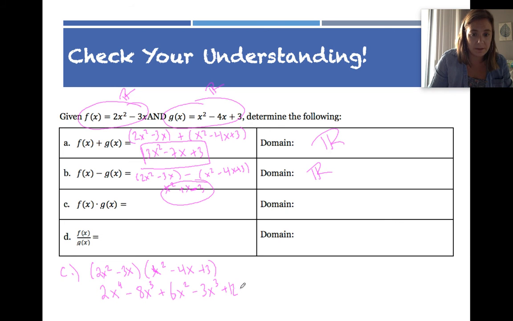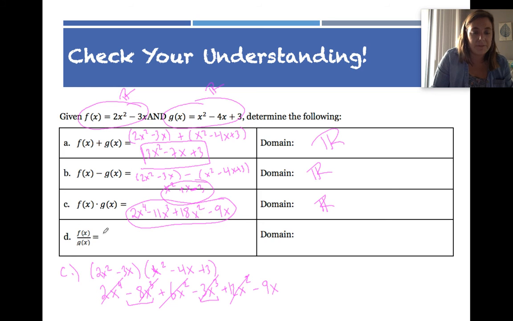Minus 3x to the 3rd plus 12x squared minus 9x. Let's see, I got some combining. So 2x to the 4th is good. Negative 8x cubed minus 3x cubed is going to be minus 11x cubed. So good with those. 6 plus 12 is going to be plus 18x squared. And then minus 9x. And again, no restrictions. It wasn't born from any restrictions, and none developed.